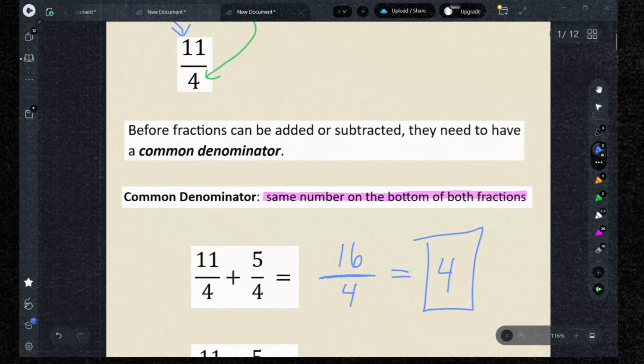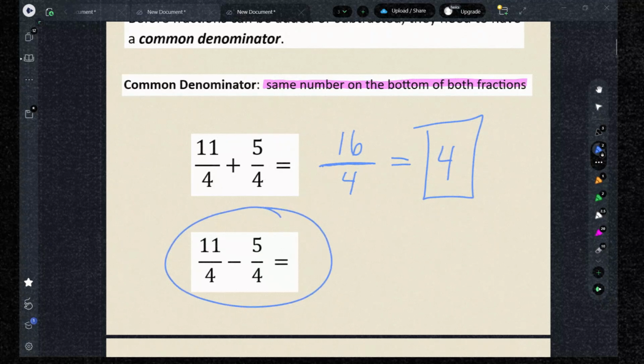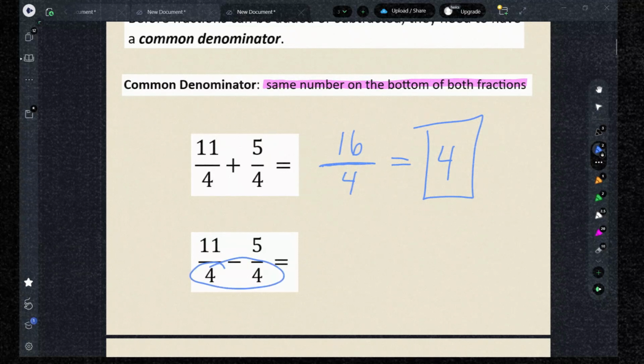Let's look at an example with subtraction. So here, I've got the same two fractions. Only difference is now, you see this, now we're subtracting them. Subtraction works the same way. We need a common denominator, which we have. We have 4s on the bottom.